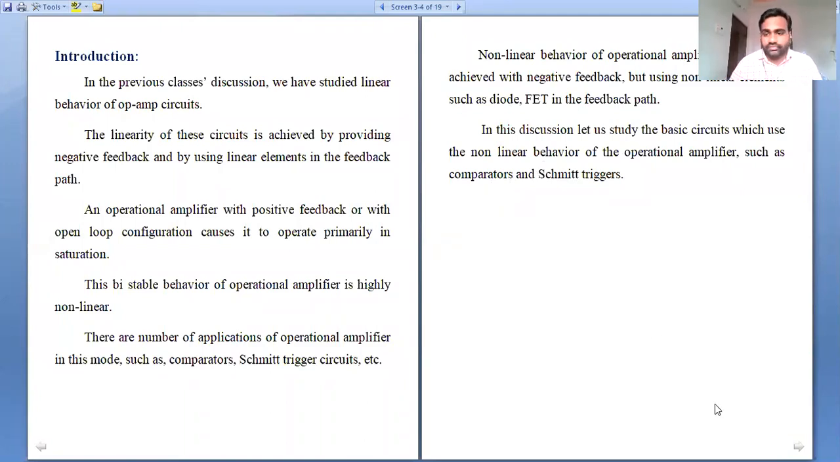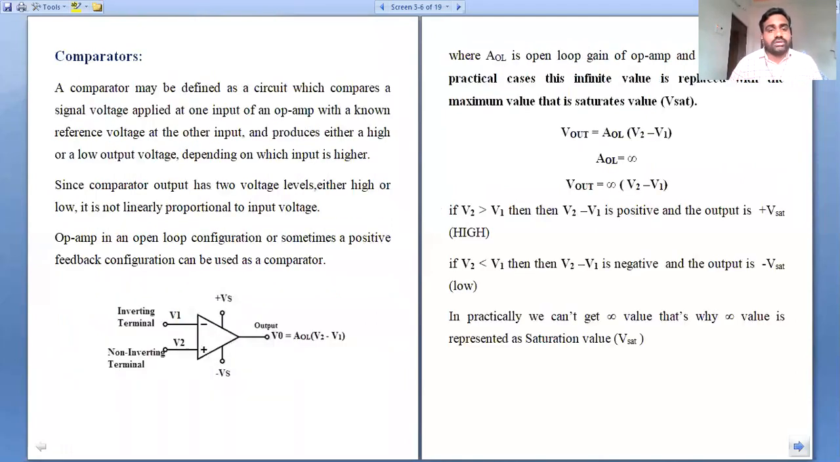So see here, the first application of nonlinear classification of operational amplifier is comparators. A comparator, as the name itself says, is a device that can compare signals. It can compare the signal of a particular voltage. That means here we will see the voltage signals V1 and V2.